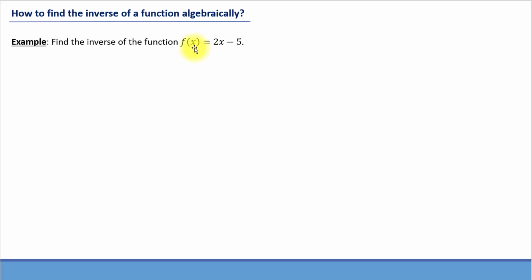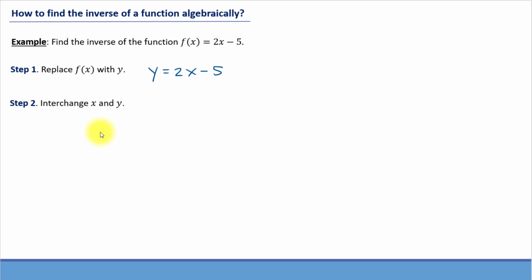So we need to find its inverse. Its function f of x equals 2x minus 5. By the way, this is a linear function, and we saw the graph of a linear function and confirmed that it's one-to-one. So we can proceed with finding its inverse. So in step 1, we're gonna remove the function notation and replace it with y. Remember, they mean the same. So I simply write y equals 2x minus 5.